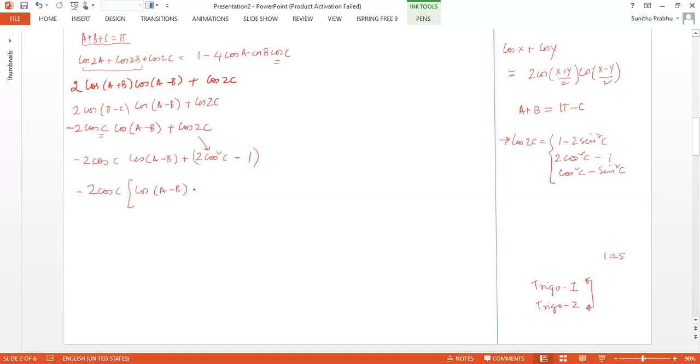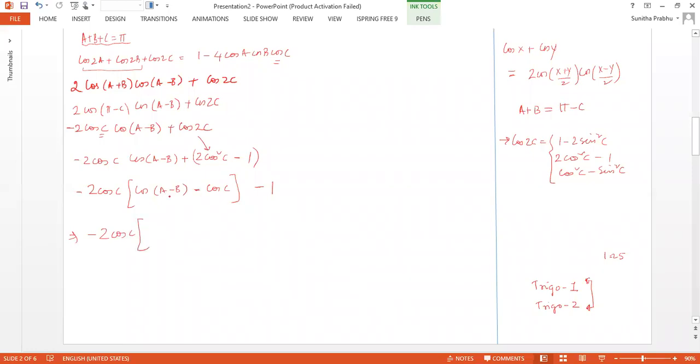So here I'll get minus cos c, correct? Because plus 2 cos square c was there, I took minus outside. Minus 2 cos c into minus cos c is 2 cos square c. Correct? Yes, sir. All right. Then I keep this minus out here.